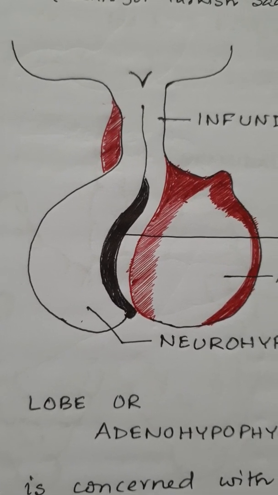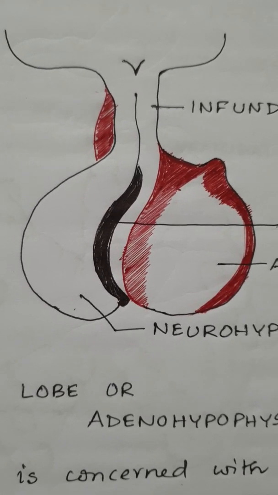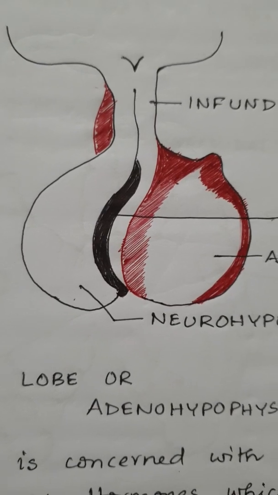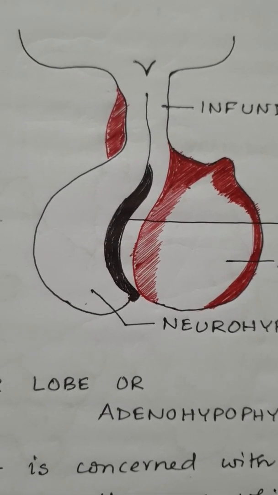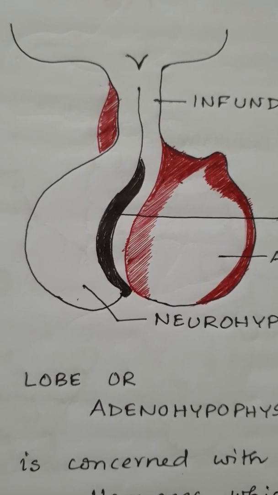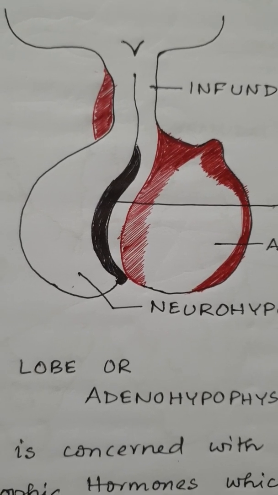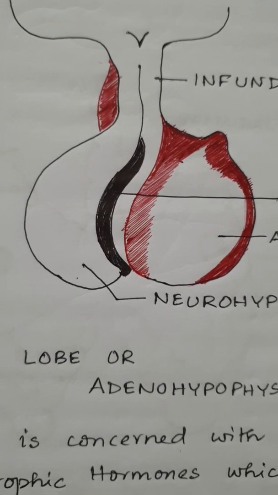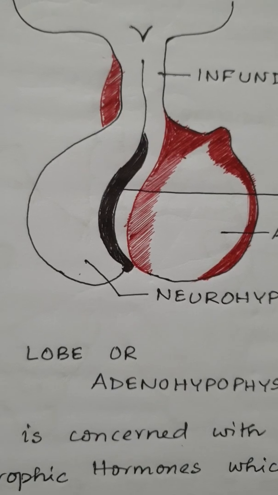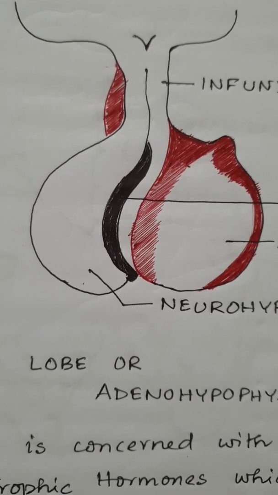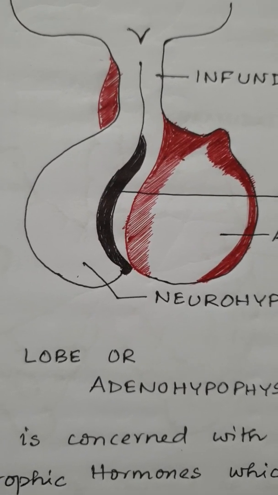Today we will study about endocrine system. Endocrine system is a system of ductless glands in our body. All those glands which release their secretions into the bloodstream. The main secretions of these glands are known as hormones.